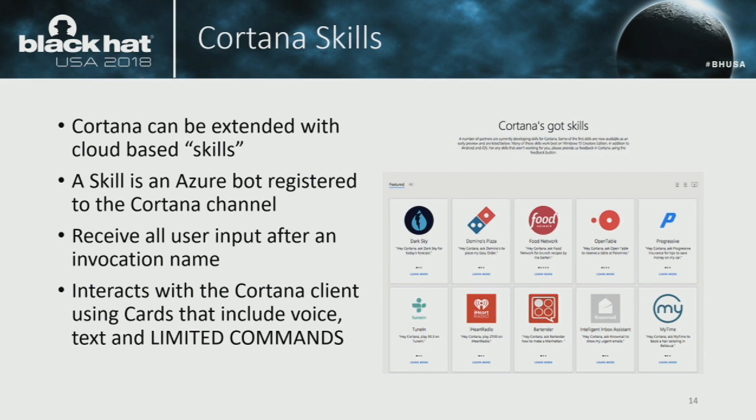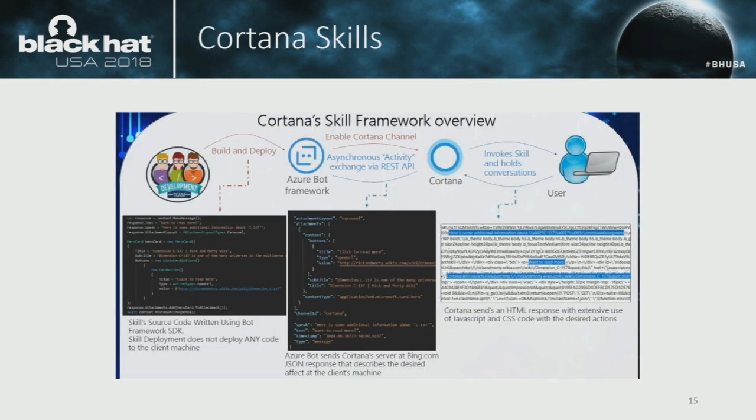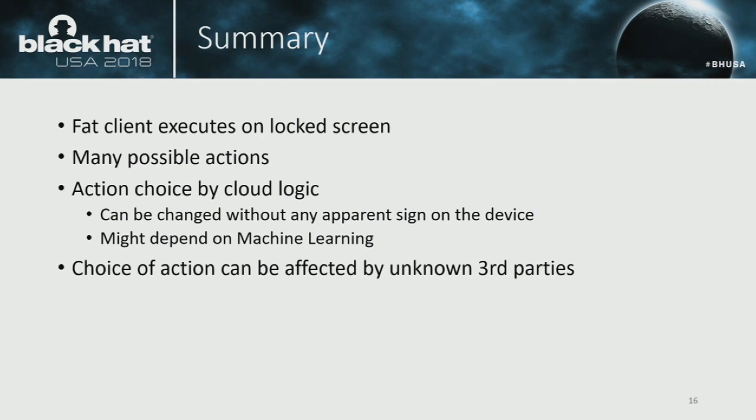On the right side, you can see some of the third-party extensions that already exist on the Microsoft site. This is a more elaborate figure of how it works. The bottom line of this figure is to show you that there are a lot of APIs in the way, in the sense that one would not expect any way for the skill code to adversely affect the client machine, because of all the interactions there.